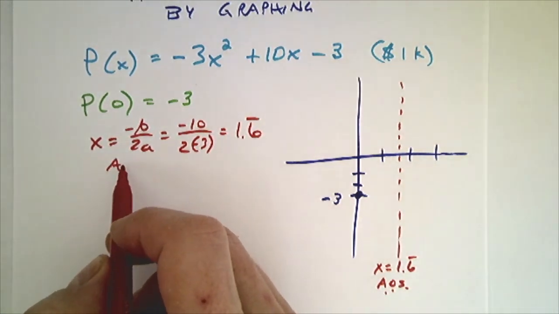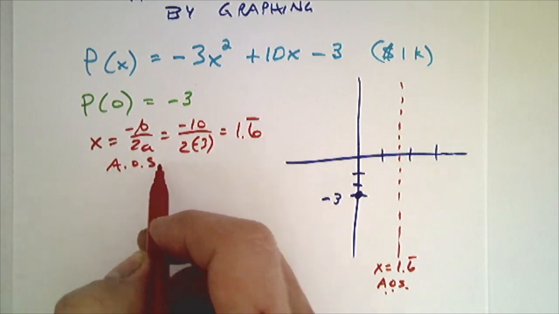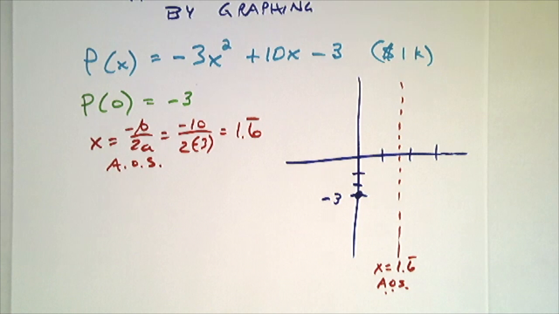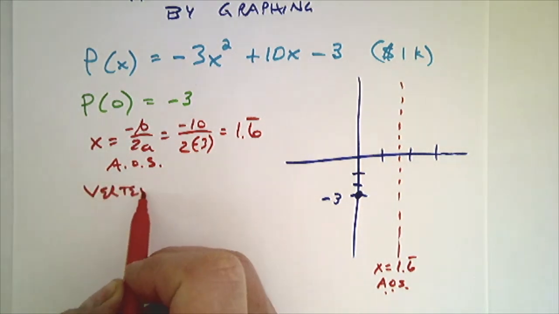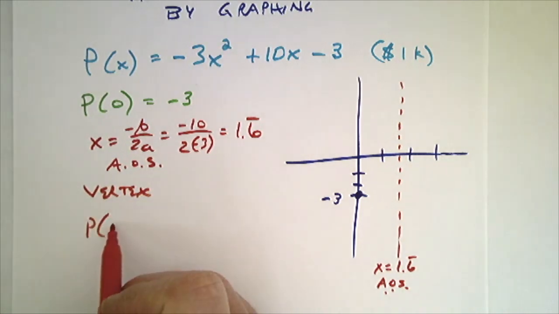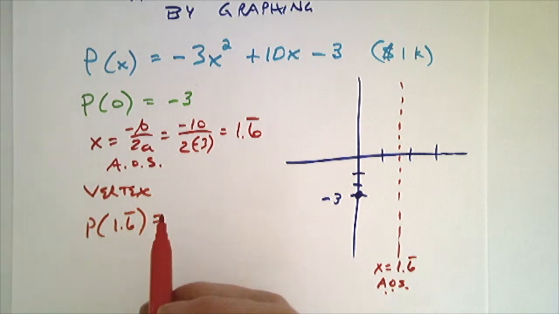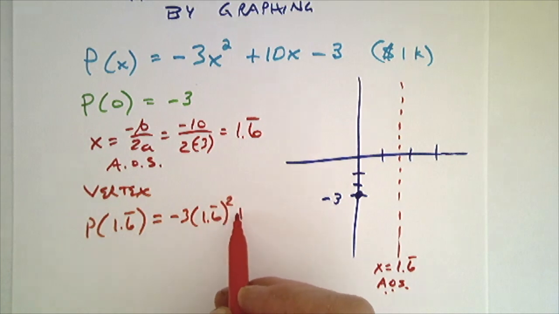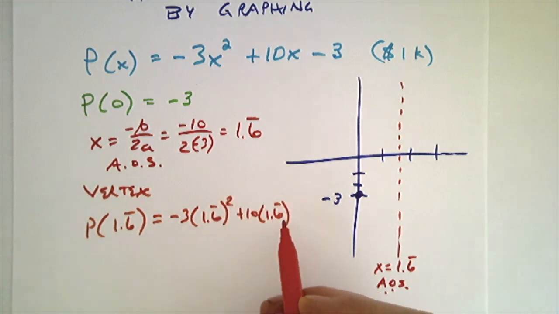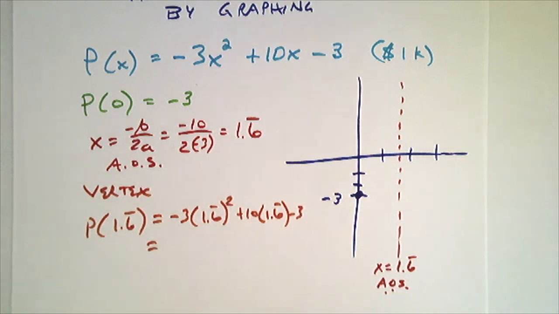Okay, so that's a critical point. Now, how do we find what would be next? The next point would be the vertex. Let's find the vertex on this one and use the axis of symmetry. So the vertex would be the production level at 1.6. So we put 1.6 repeating into -3 times 1.6 repeating squared, plus 10 times 1.6, minus 3. And that works out to be 5.3.